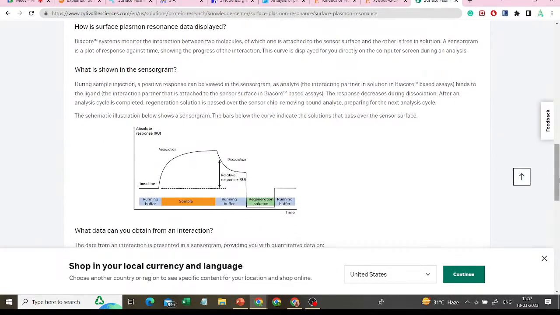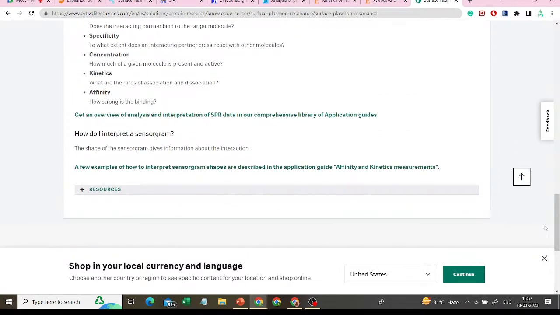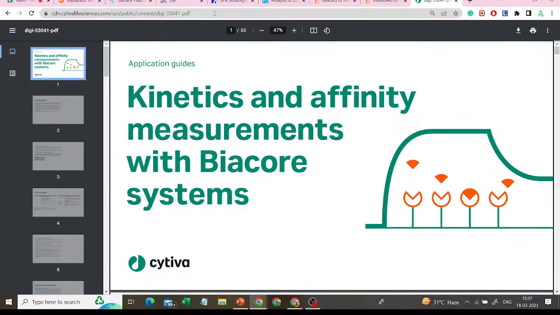A sensorgram is a plot. So this is your sensorgram. What data? Binding, specificity, concentration. The sensorgram tells about the interactions. So, a few examples. Let us look at the different examples.